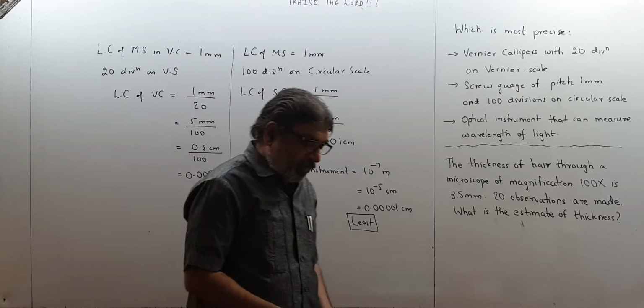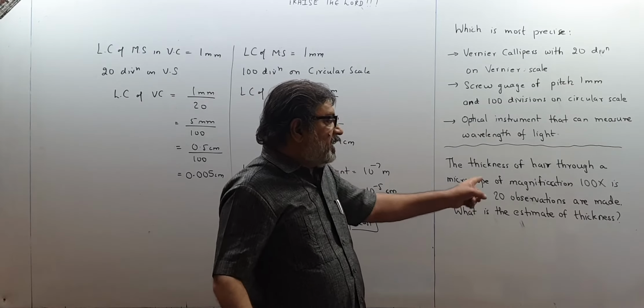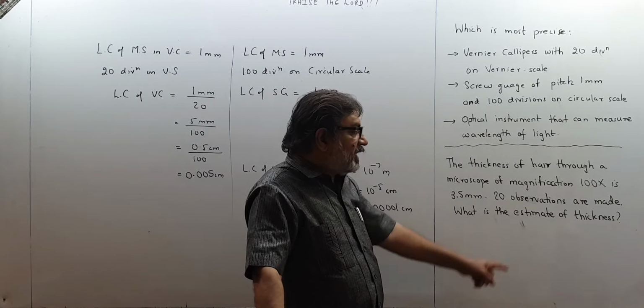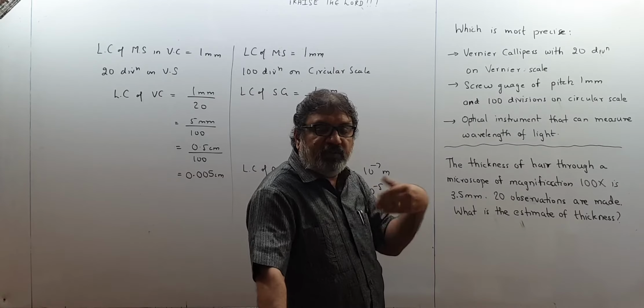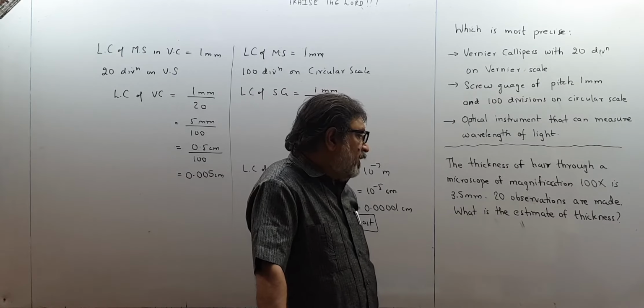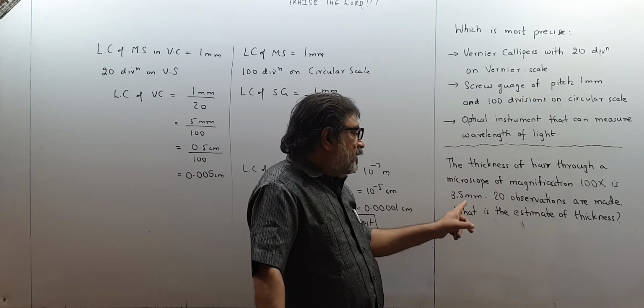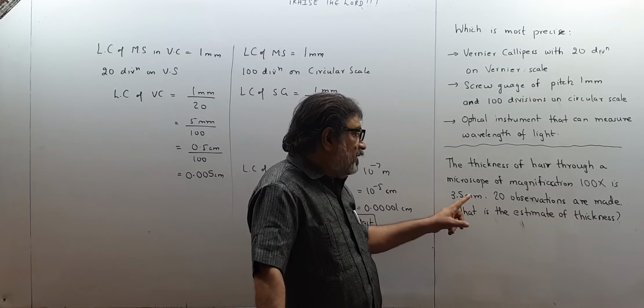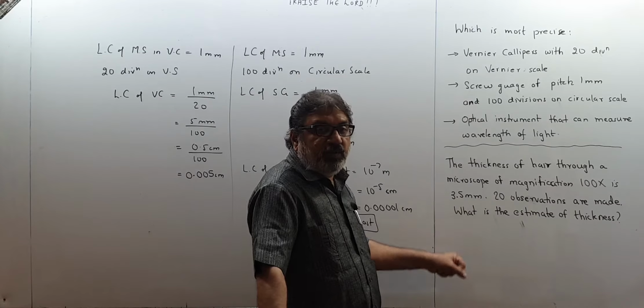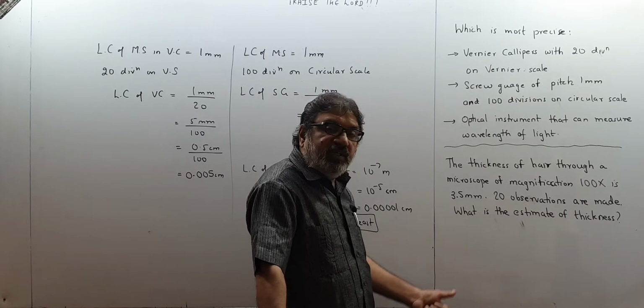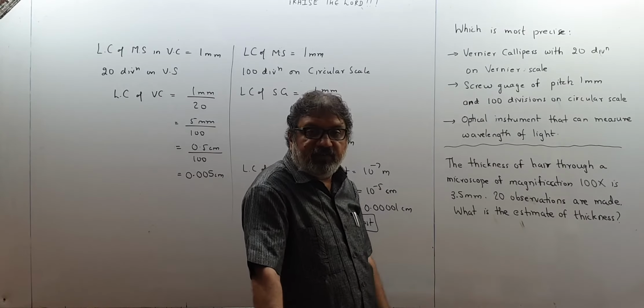Like this you have to think. Okay. Then thickness of hair through a microscope of magnification 100x. 100x means magnification is 100 times. The thickness of hair through a microscope of magnification 100x is this much. That means through the microscope, the width or thickness of hair is found to be 3.5 millimeter. But this is the thickness when it is 100 times magnified.